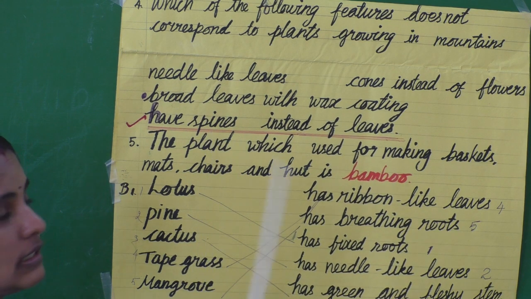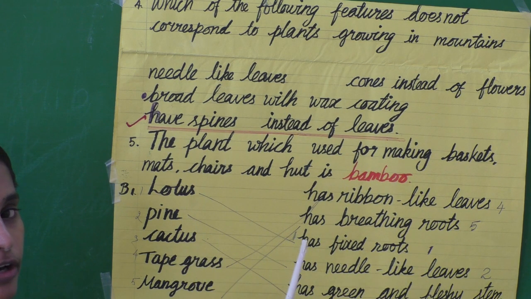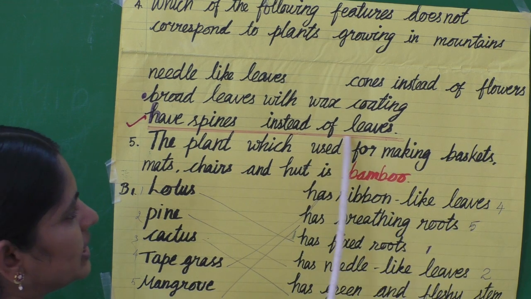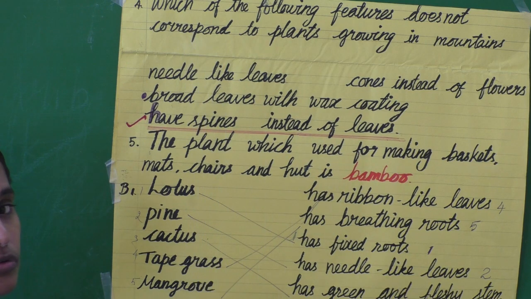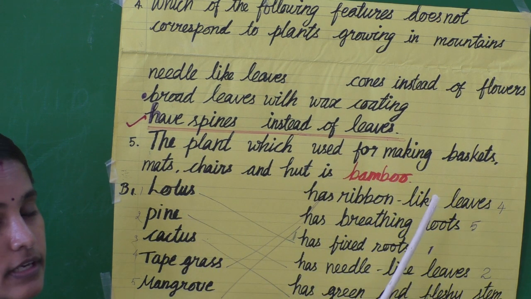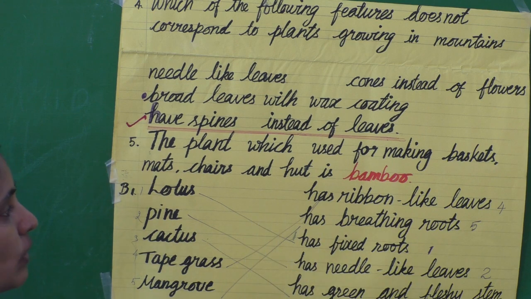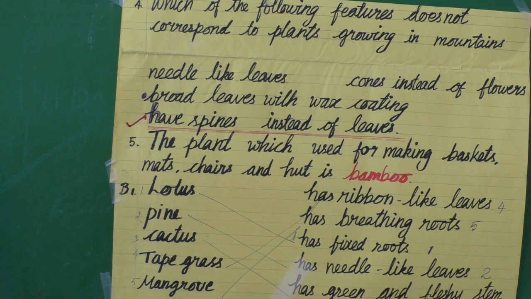Spines, like thorns, the leaves look like thorns. So this is the character of desert plants. So the last option is the answer for the fourth question. In our material it is wrongly typed. Please kindly change the answer. This fourth one alone has spines instead of leaves.